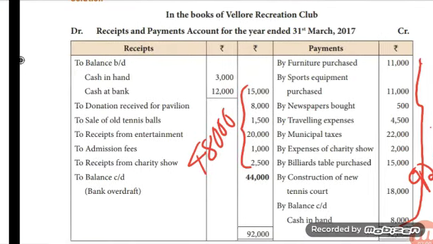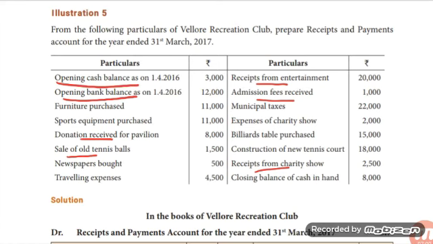Okay children, then enter all receipts on the debit side. What are the receipts? To donation received for pavilion 8,000. To sale of old tennis balls 1,500. To receipts from entertainment 20,000. To admission fees received 1,000. Next, to receipts from charity show 2,500. Now we have entered all receipts on the debit side. Then come to the credit side and enter all payments.